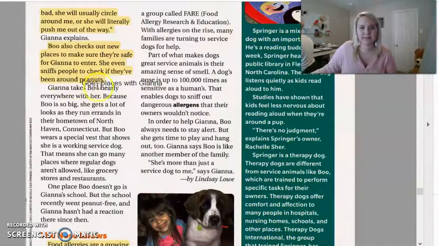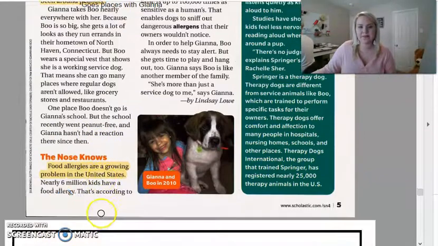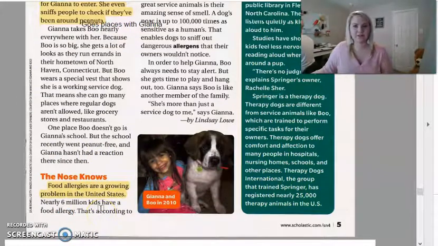And then you can see my little text is right there. So we're going to keep looking for some supporting details. So she's allowed to go places with her. Boo is not allowed to go to her school, which was recently peanut free, and Gianna hasn't had a reaction since then. So she doesn't need Boo to go with her if there's no allergies at the school.